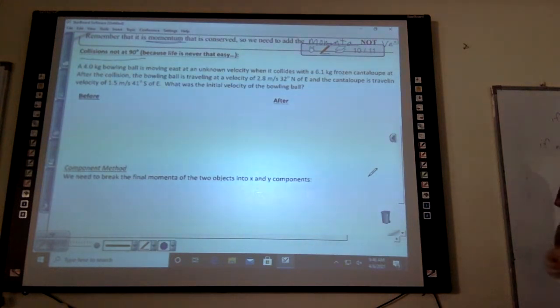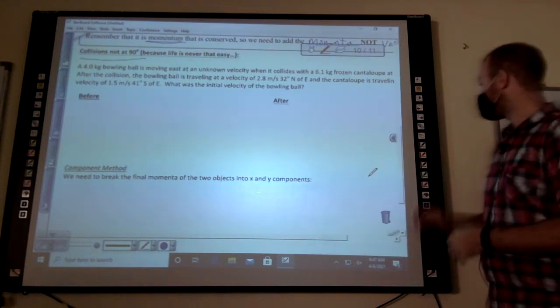So let's first look at the question. So we've got a bowling ball. It's moving at an unknown velocity. It's moving east, so in no direction. And it's hitting a frozen cantaloupe. So after the collision, we've got the velocity and direction of the bowling ball and the velocity and direction of the cantaloupe. We want to know what's the initial velocity of the bowling ball.